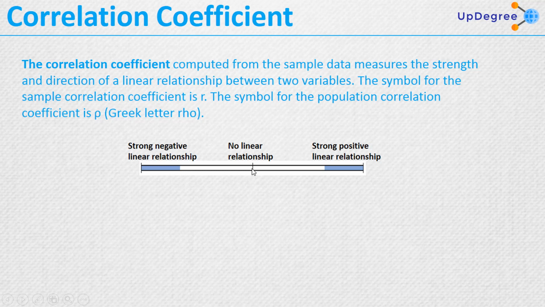So whenever there is no relationship, the value of r or rho will be 0. But whenever it will be having the strong positive relationship, it will be having the value of +1. Otherwise, it will be having the value of -1. So strong negative linear relationship, the correlation coefficient value will be -1. For strong positive linear relationship, the coefficient value will be +1.